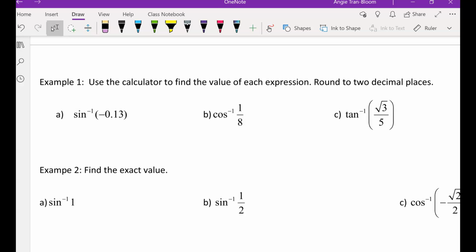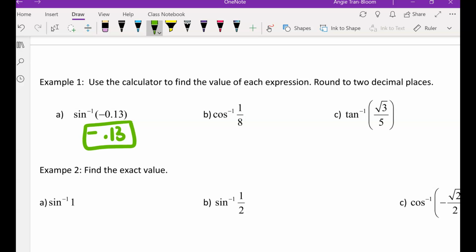Okay. How do we enter example 1A in the calculator? What do we press? Second sine. Second sine. Okay, so sine inverse. And then we put in -0.13, rounded to decimal places. What is the answer for 1A? -0.13 happens to be the same. Is it always going to be exactly the same as the value in there? No, just for that case. So this one happens to be -0.13 back.